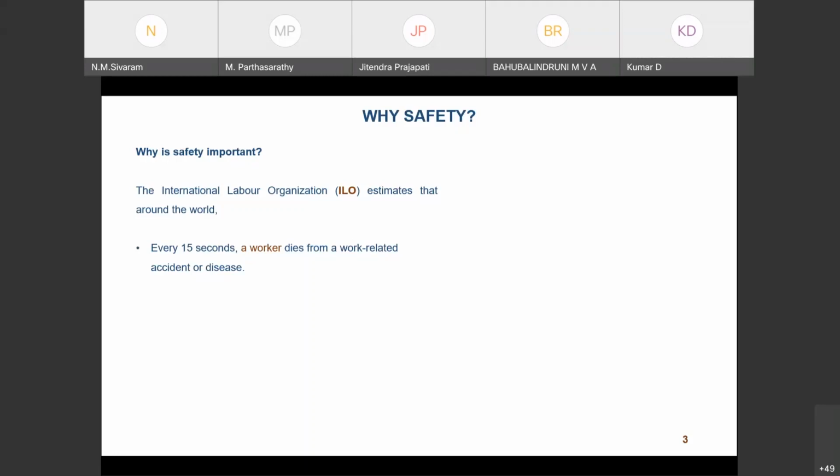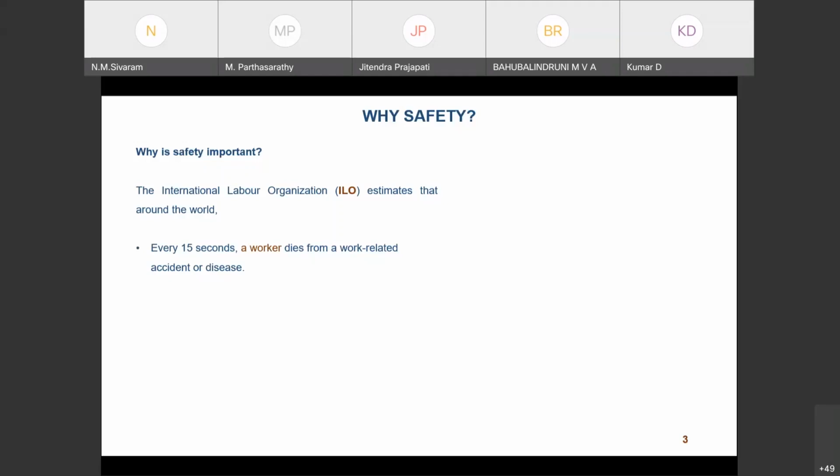The ILO data says that every 15 seconds a worker dies from a work-related accident or disease. An accident is caused at that particular instant, while a disease might be a chronic development over a period of time.